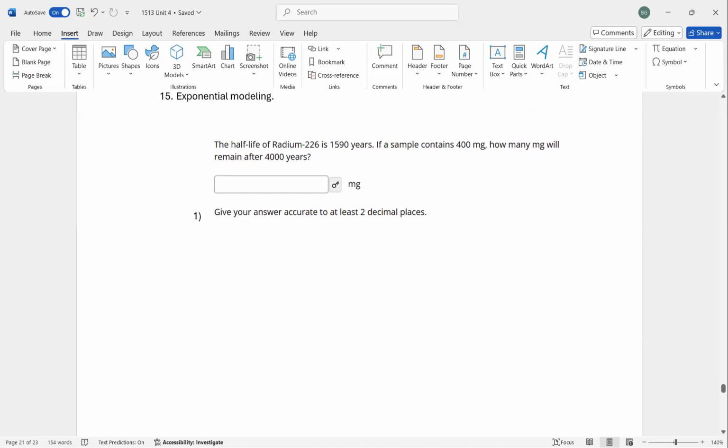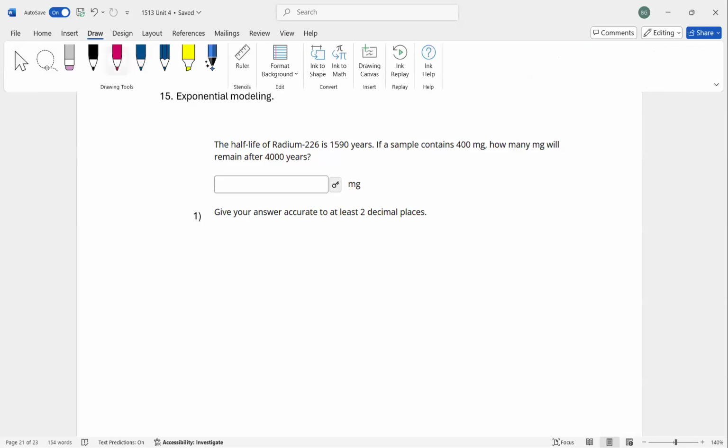The half-life of radium-226 is 1,590 years. If a sample contains 400 milligrams, how many milligrams will remain after 4,000 years? Give your answer accurate to at least 2 decimal places. The last sentence is about a rounding instruction. All right.